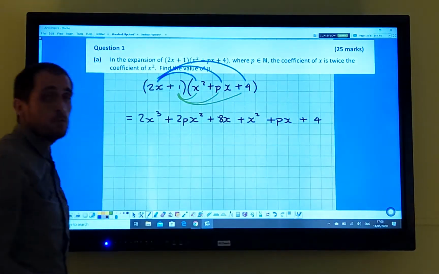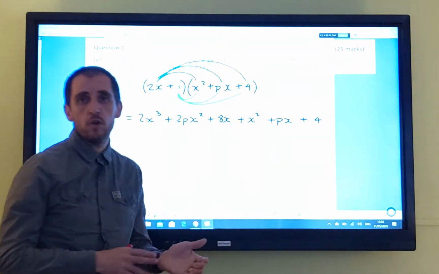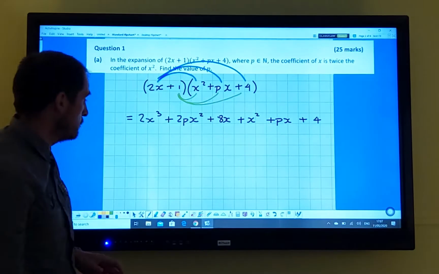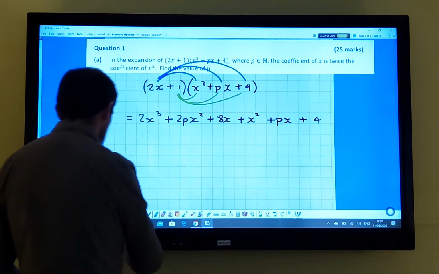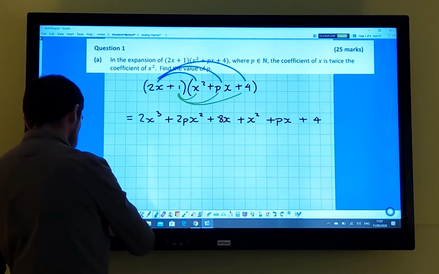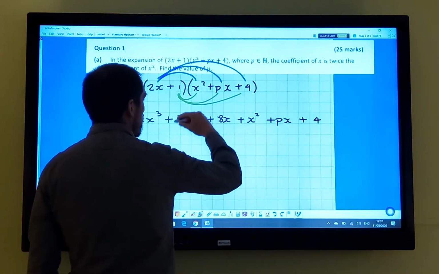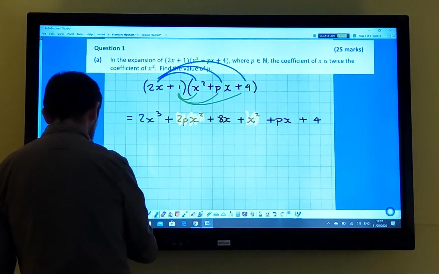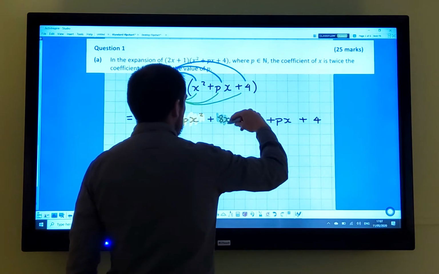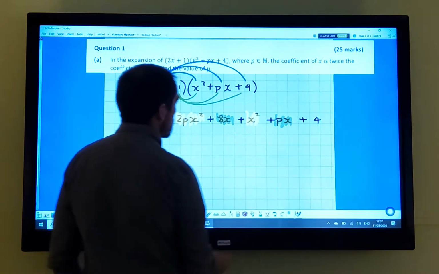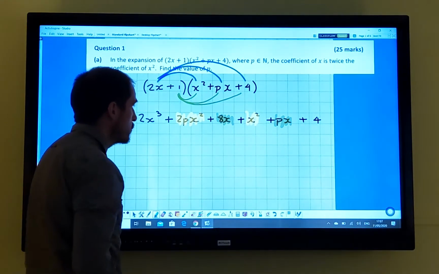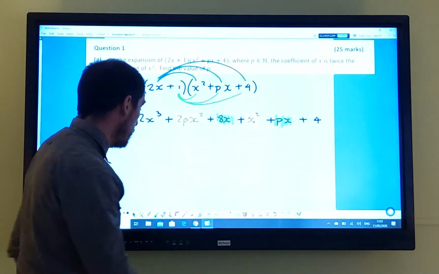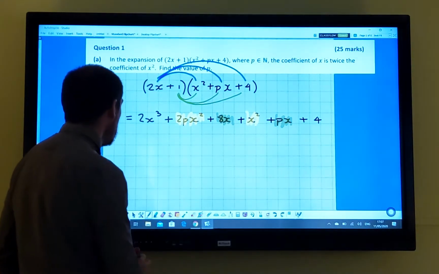Now, this is where you come in. Do you remember you would have learned factorising back in maybe first or second year? Well, this is where you're going to use it again. Because if you look here, I have x² and x² matching up, and I've got 8x and px. If that was, say, 4x² and 2x², you'd add them together. You still have to do that, only you're going to do it in terms of p.